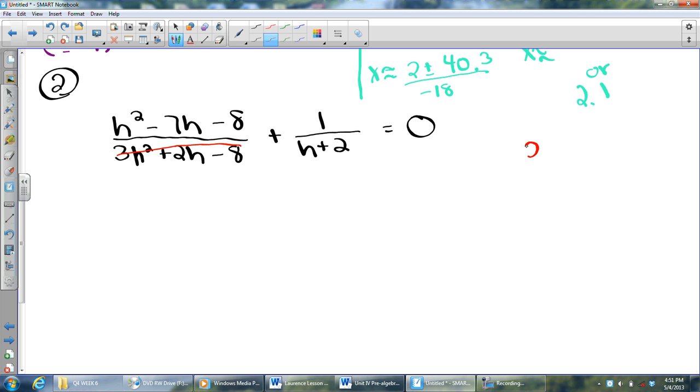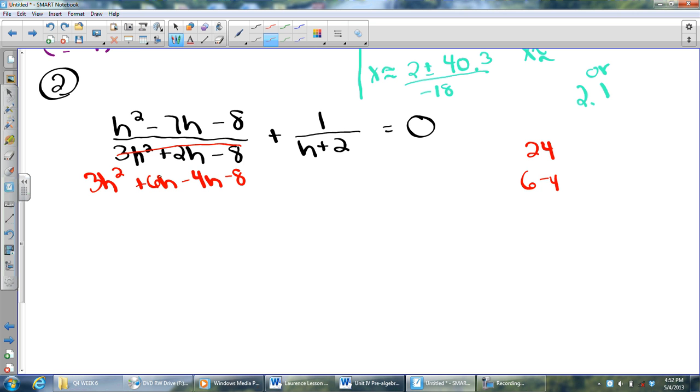I'm going to multiply 3 times 8 and get 24. I need 2 factors of 24 that subtract to get 2. Well, it sounds like a 6 minus 4. So I'm going to rewrite this as 3h squared plus 6h minus 4h minus 8.